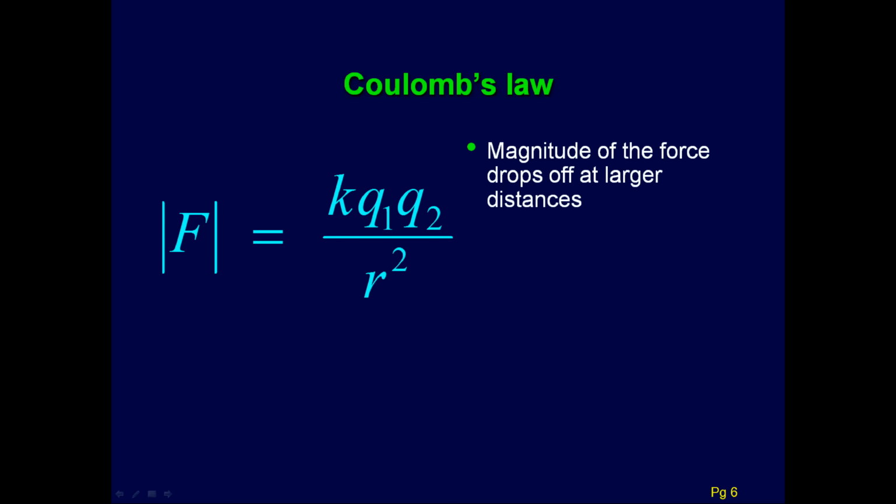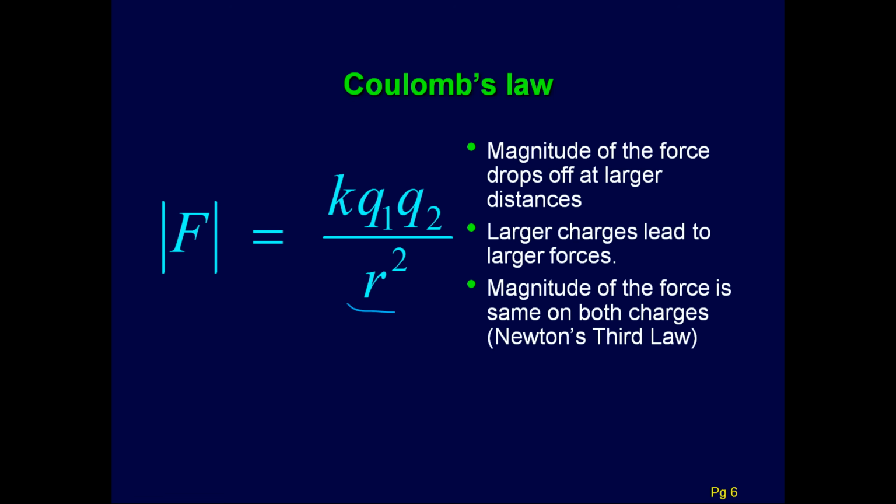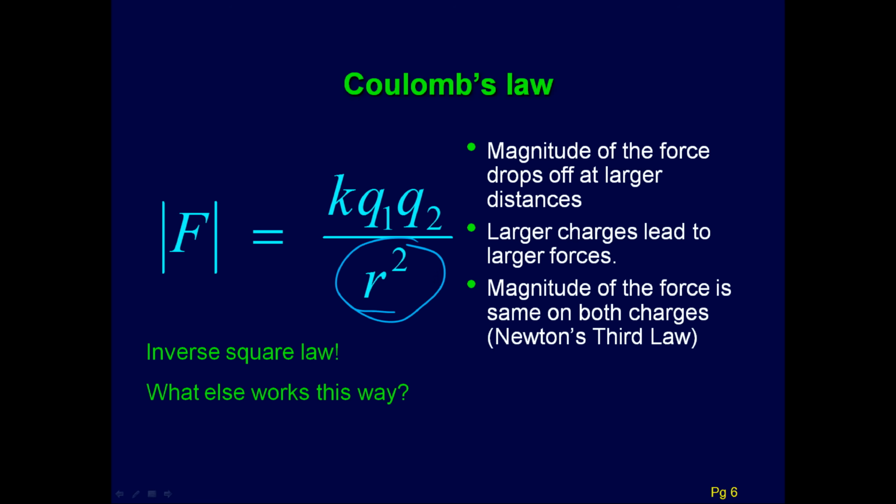First of all, the magnitude of the force drops off at larger distances. If they're separated by a really big amount r, the force will be relatively smaller than if they're closer together. Also, the larger the charges are, the bigger the force will be in general. And as we mentioned before, the magnitude of the force is the same on both charges due to Newton's third law, so it doesn't really matter which one you call Q1 or Q2 if you're trying to find the force on one of them. And this is the inverse square law, this 1 over r squared business here. We've seen this before with gravity and also with sound.